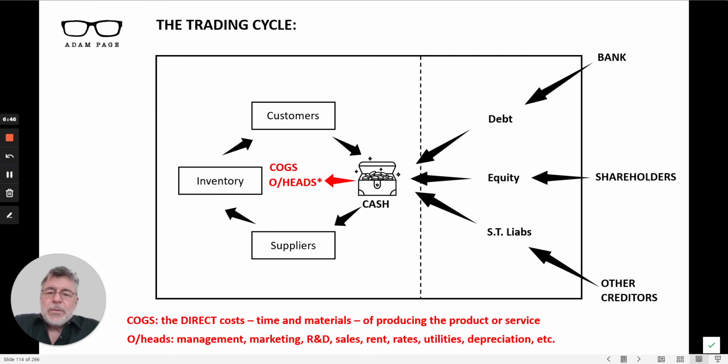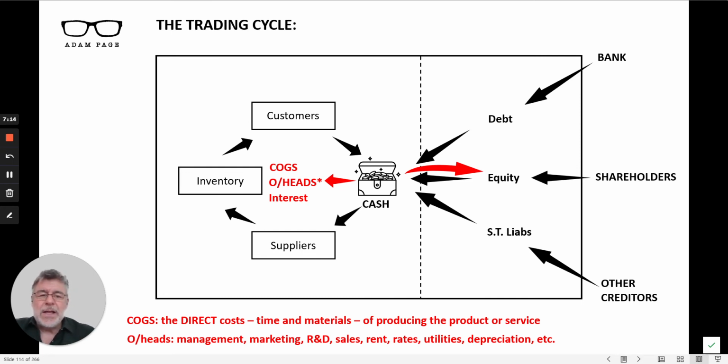Now, we hope that with the working capital cycle, more cash comes in than goes out, and we can cover the cost of time and materials on building our product and overheads so that we've got money left over, and we may be paying interest as well. And that money left over is profit, and profit goes to the shareholders. It builds up in the equity quantity.